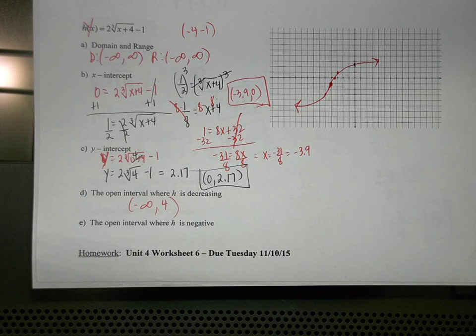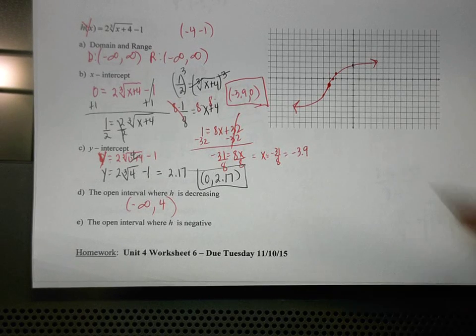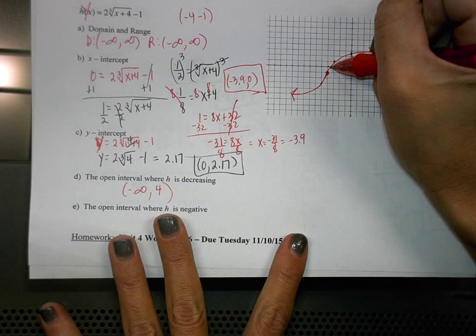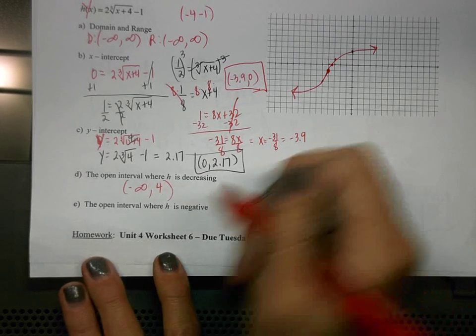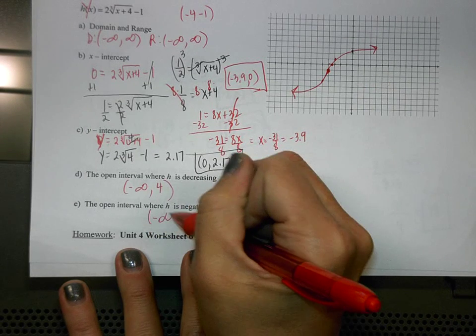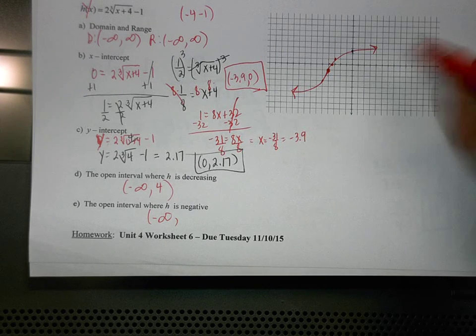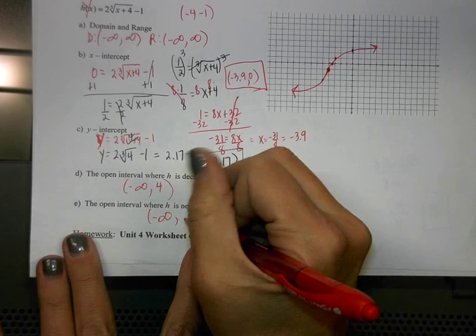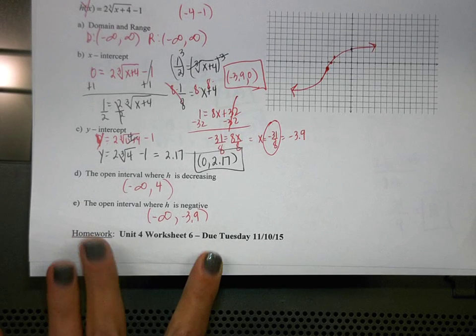And then it says the open interval where h is negative. So where is it below the line? Do you guys see right here at our x-intercept, that is when it is negative. Yes? So we would write the open interval from negative infinity, because you always start with your smallest value, all the way up to which point? Where is that point? Negative 3.9. So you could write that as negative 3.9, or you could have even written that as negative 31 over 8. Either of those answers would be correct.